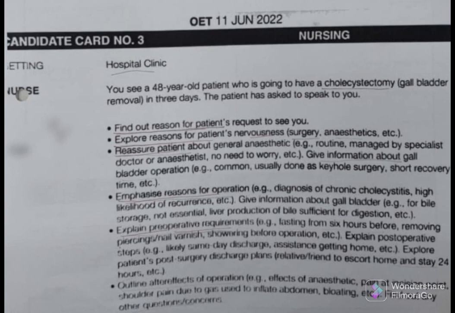You can ask. Yes, sure Matthews, you can ask me, what is your next concern? The patient is telling that, what's the reason for this operation, why do I have to undergo this procedure? Then we can tell that it is due to the diagnosis of chronic cholecystitis with a high likelihood of recurrence, and give information about the gallbladder being for bile storage, not essential, as the liver's production of bile is sufficient for digestion, like that. So how can we present it?